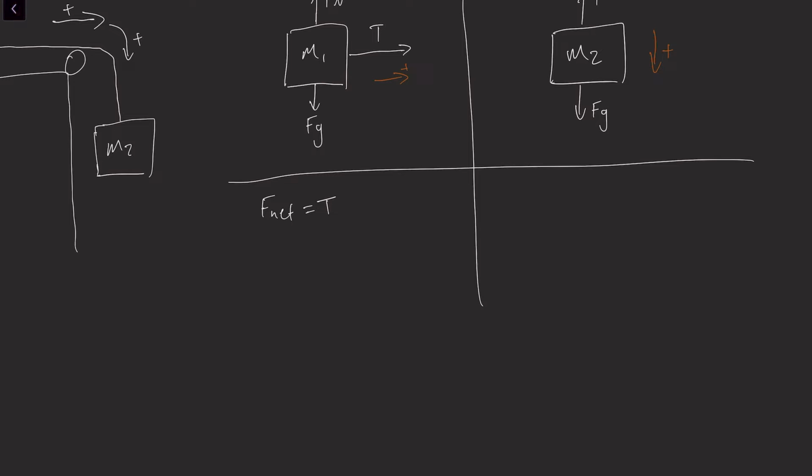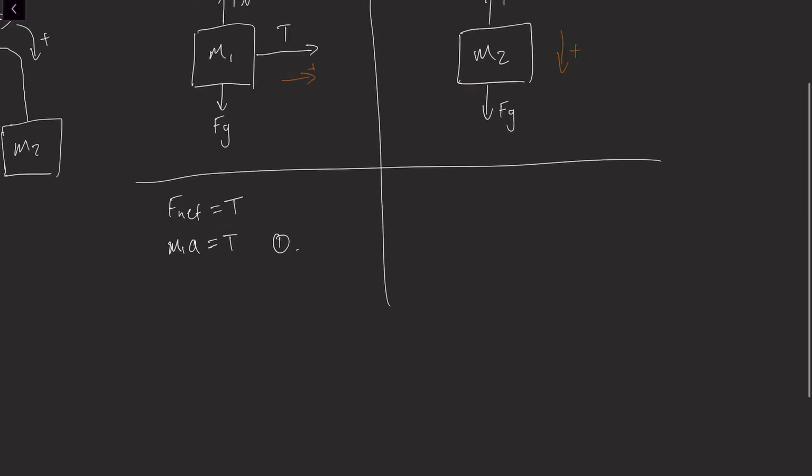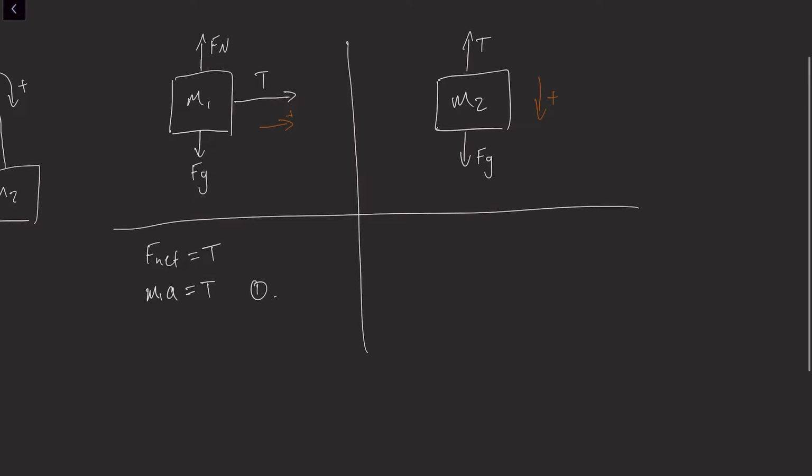And F net, the formula for net force, is of course mass times acceleration. So we get the following equation: T equals m1a. Let's just give it a number so we can refer to it later. Let's move on to the second one over here. Mass 2, the net force that it feels, again, positive direction is down. So it is the difference between the two vertical forces that we see here. So let's try to end up with a positive number.